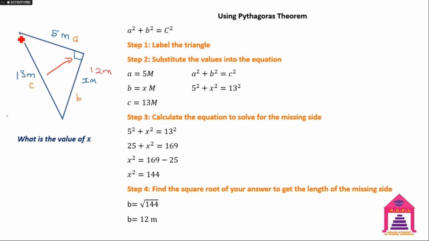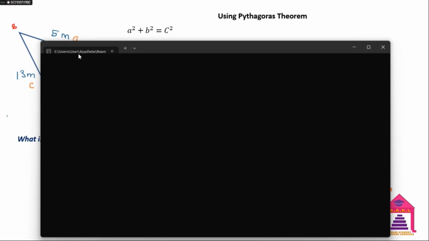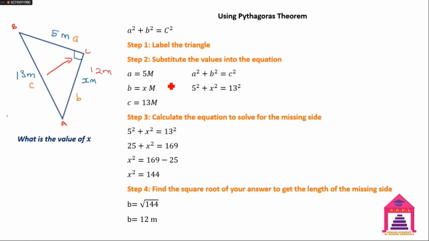So this would be B, A, B, C. So you notice B is directly opposite angle B, C is directly opposite the right angle, and A is directly opposite angle A. Now, they want to know the value of X. How did we get to 12 meters?